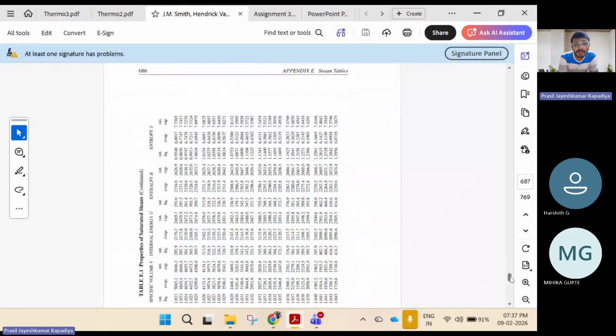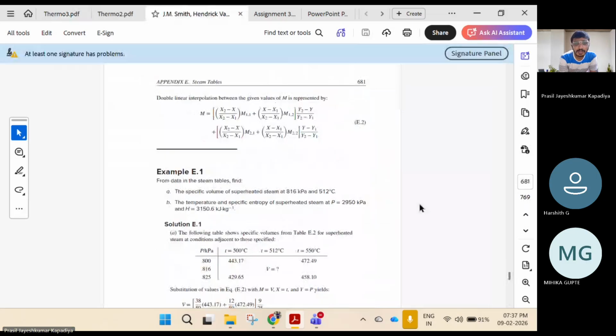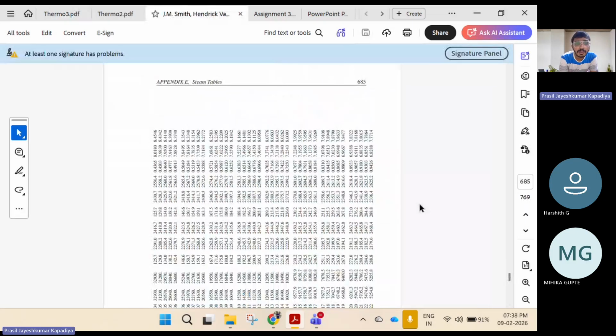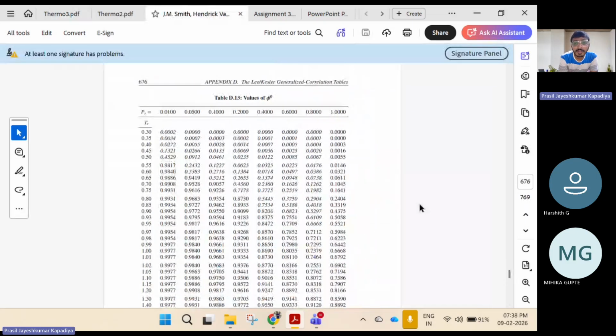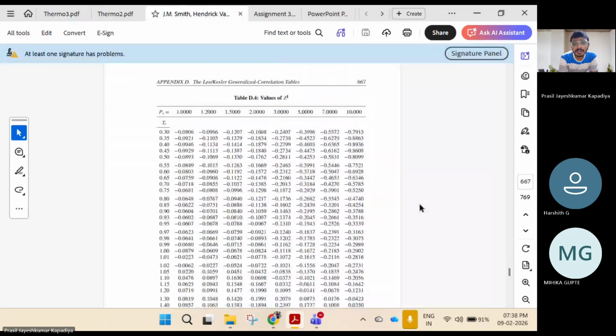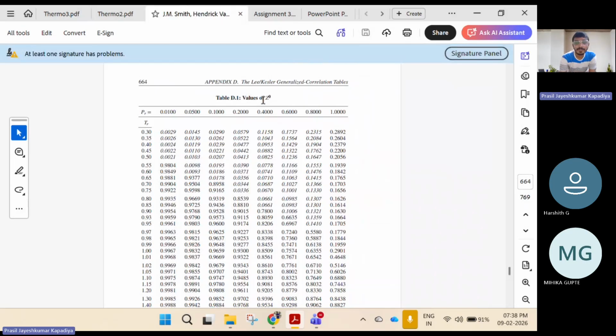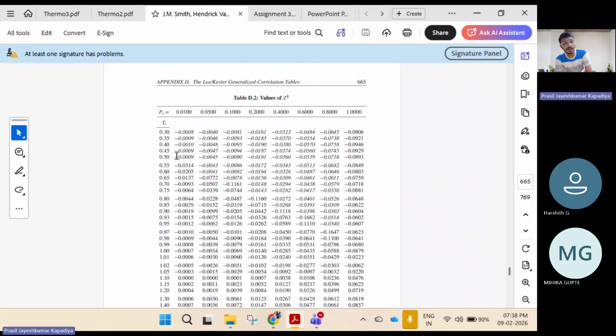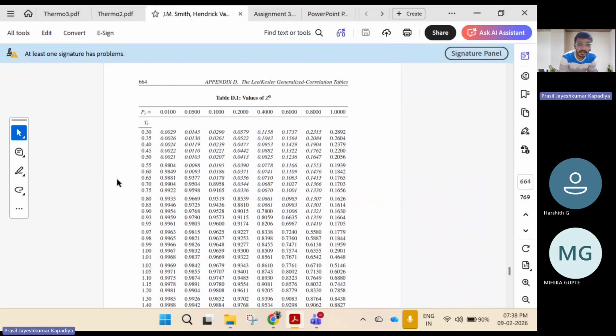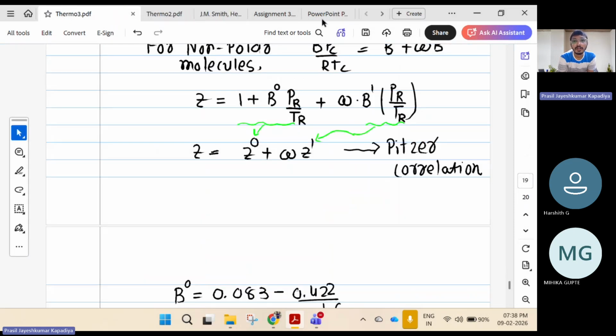So that is called, see here, it will appear. This is the Pitzer correlation, Lee-Kissler generalized correlations. See, Z naught and Z1 values are there. So let's take one example using this concept and try to solve a problem.